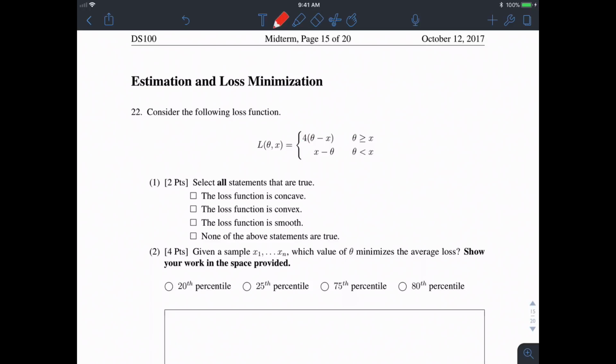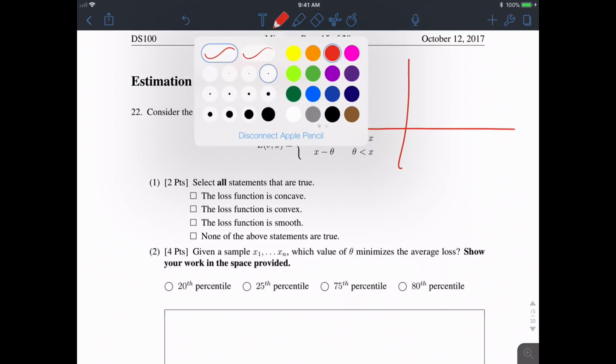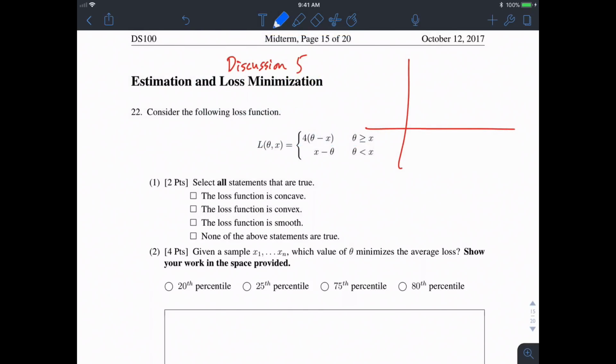Okay, this problem was actually discussed in discussion 5 of this semester, fall 2018, which I will link the solutions to below, but we will still go over this question now. So first, is this function concave or convex? It might help to draw what this function looks like. It'll look very similar to the absolute loss. The slopes will be slightly different, but that doesn't really change the shape of it. It's something like this, okay?